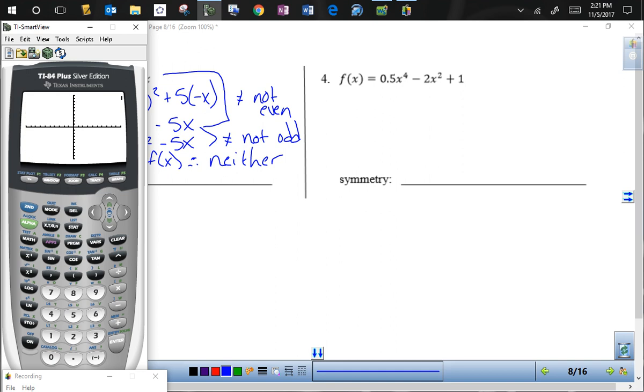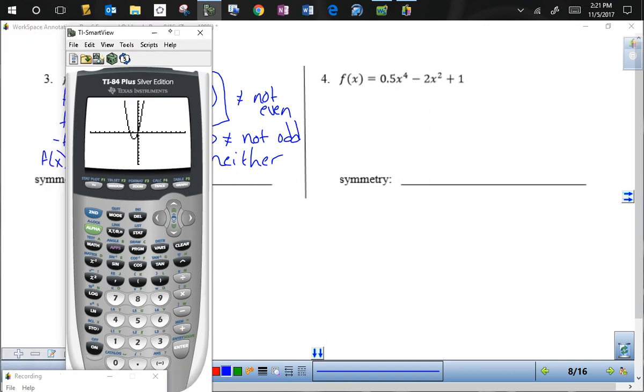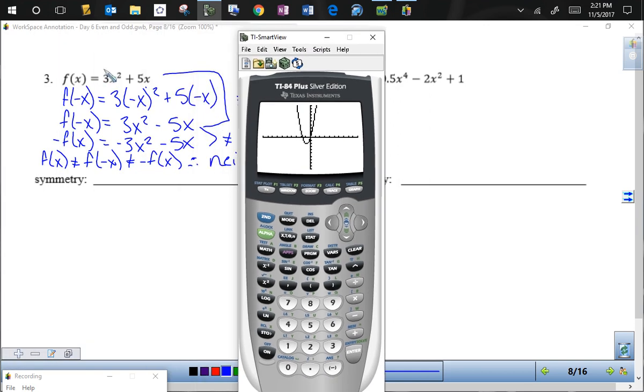Okay, well, you'll notice this is a parabola shape because our equation itself, 3x squared plus 5x, is the equation of a quadratic function. All quadratic functions do have some sort of symmetry. There's an axis of symmetry. So we have reflection symmetry, but it's not over the y-axis anymore.